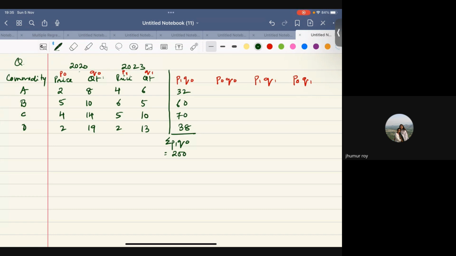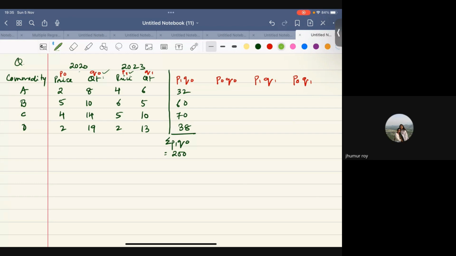P0 and Q0. So price will be P0, quantity will be Q0. The new latest year is 2023. So that's why we have written P1 and Q1. So the first column that you are multiplying is P1 Q0. So this is P1 and this is Q0. These two columns we have multiplied. Is it clear? Clear, ma'am. Okay. So this is equal to 200.